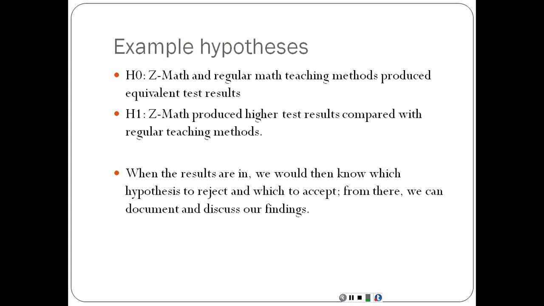So hypotheses are typically written in this fashion. H0, which is our null: Z-math and regular math teaching methods produced equivalent test results. Or we have our H1, that there are notable results to record: Z-math produced higher test results compared with regular teaching methods. So when the results are in, we would then know which hypothesis to reject and which to accept. From there, we can document and then discuss our findings.